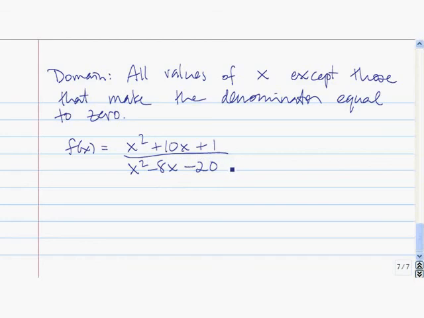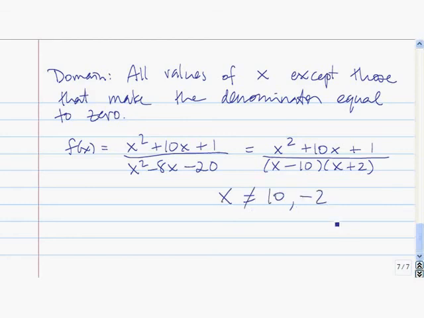Okay, so this denominator factors as x minus 10 times x plus 2. 10 makes this one equal to 0, and negative 2 makes this one equal to 0. So x cannot be equal to 10, and it cannot be equal to negative 2. So the domain of this is all real numbers except 10 and negative 2.